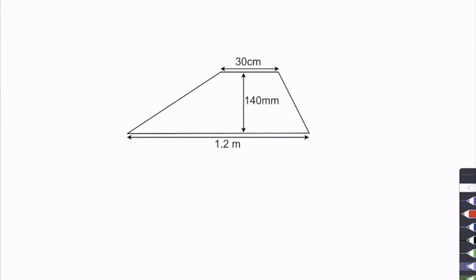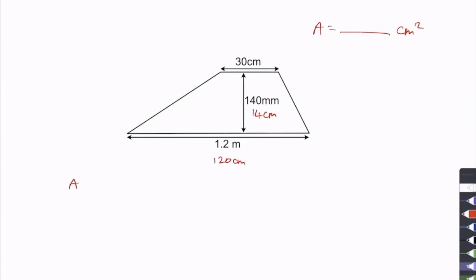So this one's a little bit more challenging, and it's only because we have multiple units here. So let's say we want to give the area in centimeters squared. So what's the best approach here? Well, the first thing is to convert all the units to centimeters. So we have 140 millimeters, which happens to be 14 centimeters because you divide by 10 to get centimeters from millimeters. And we have 1.2 meters on the base, which happens to be 120 centimeters.